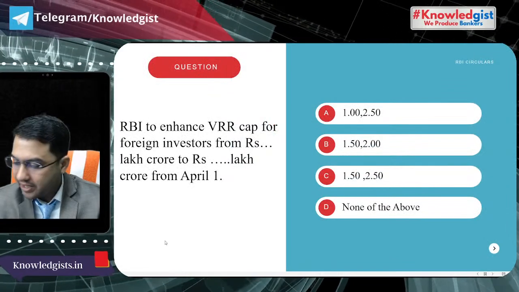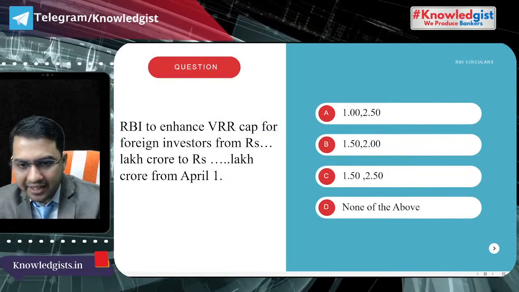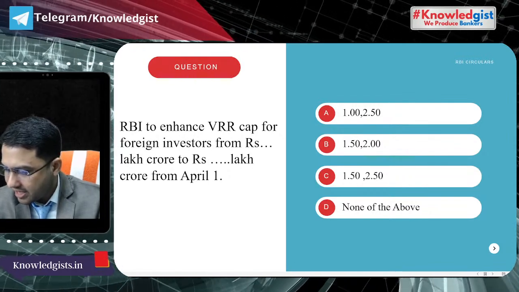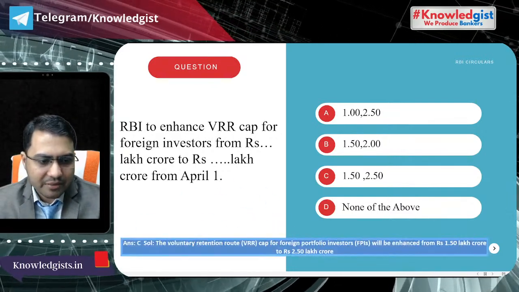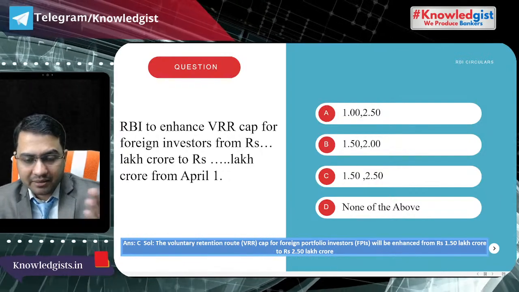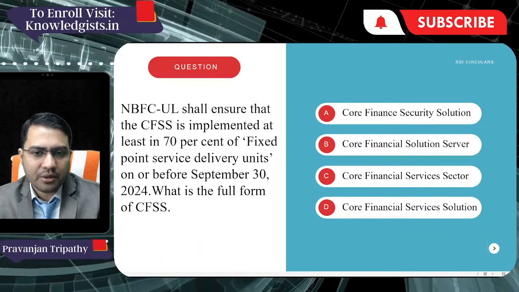Yes, so many of you are right, but those who are telling A is incorrect. Trigo Tutorials, C is right. Pariksit is right. So I'm happy with those who have answered C. We have recently discussed it. I have given you the graph also, from 1.5 to 2.5 lakh crore.